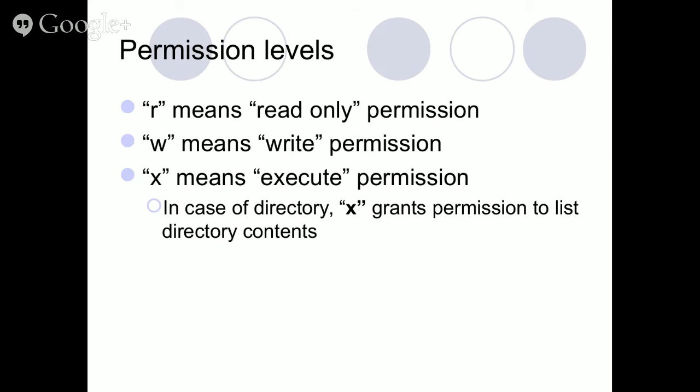So R means read, W means write, X means execute. And so you can have a file that only reads, a file that only writes, a file that only executes, or you can have a combination of all three. But these are just the permission levels that are given for a particular file.